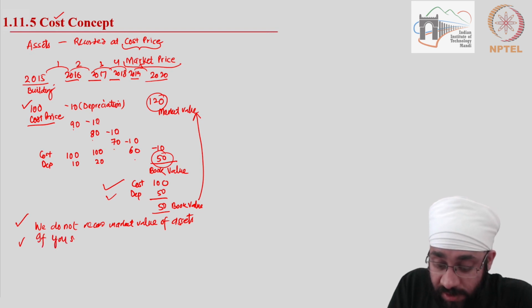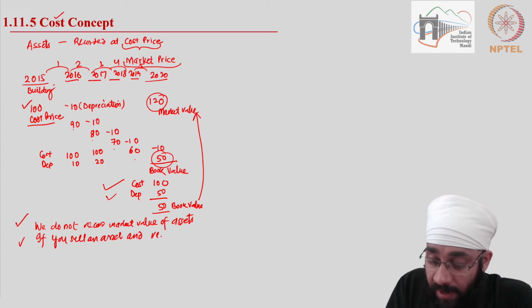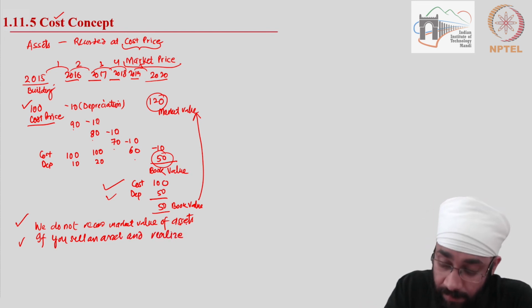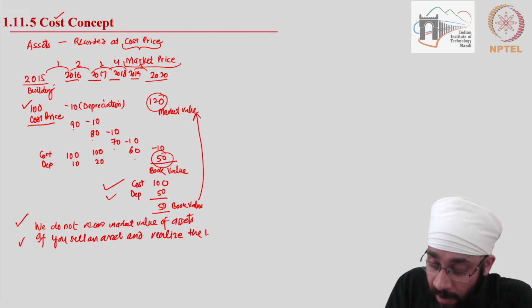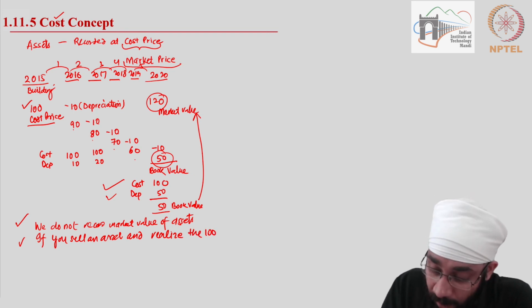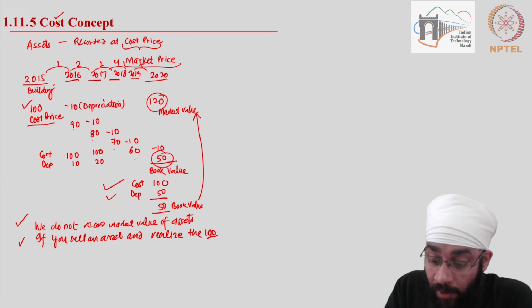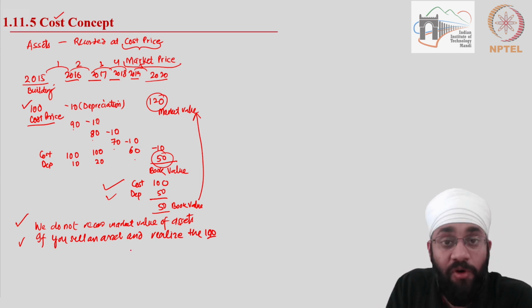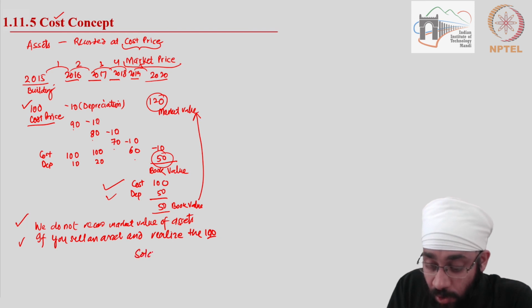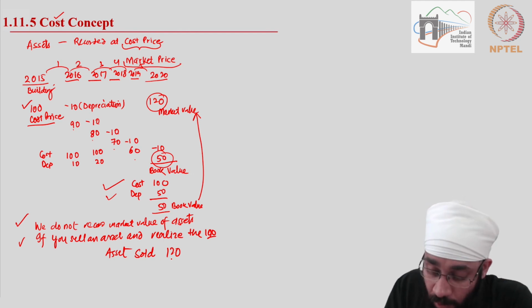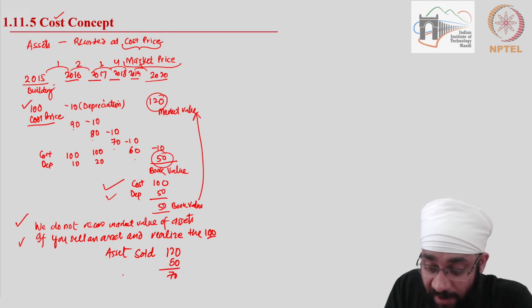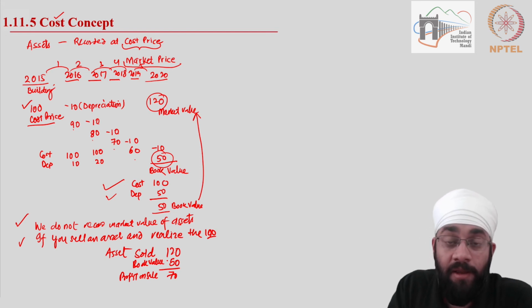however, if you sell an asset and realize, by realize I mean you receive the money, you realize the 120, which is the market value, then suddenly you write in the books of account that you have sold the asset. You have sold the asset for 120. The book value was 50, and you have made a profit on sale of asset, right?